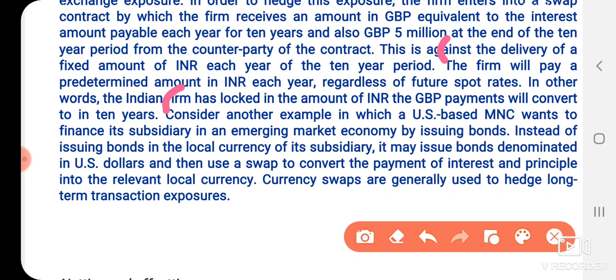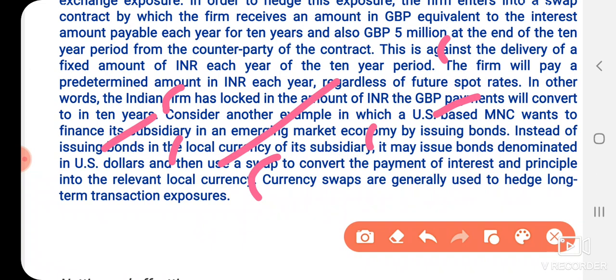Consider another example in which a US-based MNC wants to finance its subsidiary in an emerging market economy by issuing bonds. Instead of issuing bonds in the local currency of the subsidiary, it may issue bonds denominated in US dollars, because it is a more widely accepted currency. They can then use the swap contract to convert the payment of interest and principal into the relevant local currency.